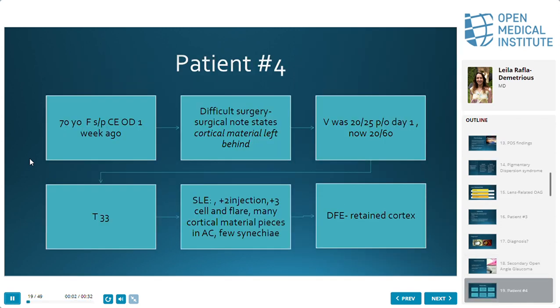So my next patient had a cataract surgery a week ago, and you were seeing it as a resident, and you see the notes from somebody else that said it was a difficult surgery and that some cortical material was left behind. The first day, vision was actually very good, and it has now dropped a week later, and the pressure is high at 33, and we see an inflamed eye with a lot of cell and flare and some cortical pieces floating around the anterior chamber with some synechiae. And the dilated exam also shows some retained cortex.